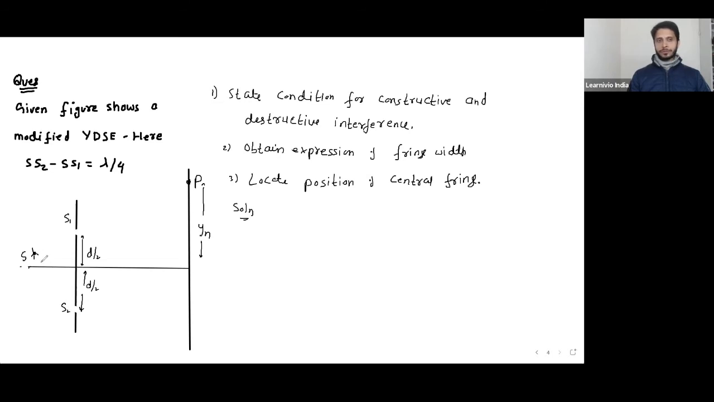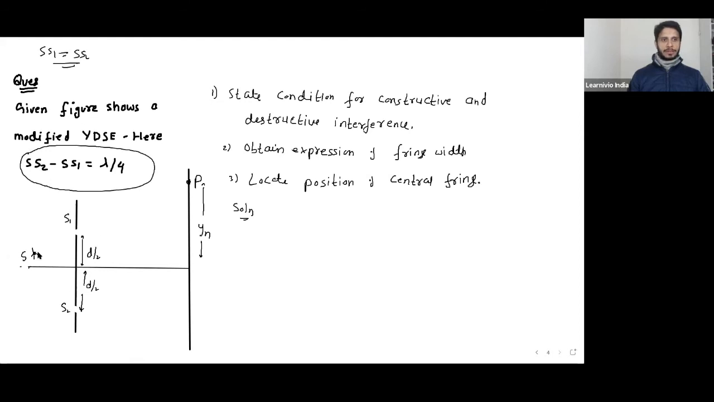the calculations. When we derived it, we assumed that SS1 is equal to SS2. These two are equal. But in the question now it is given that they are not equal, they have a path difference of lambda by 4.